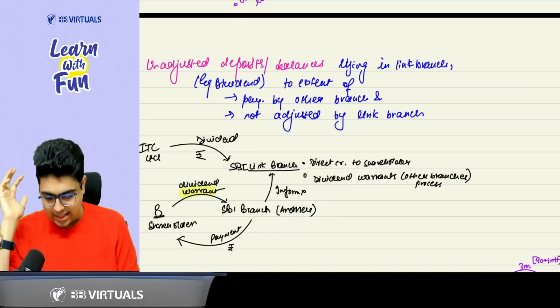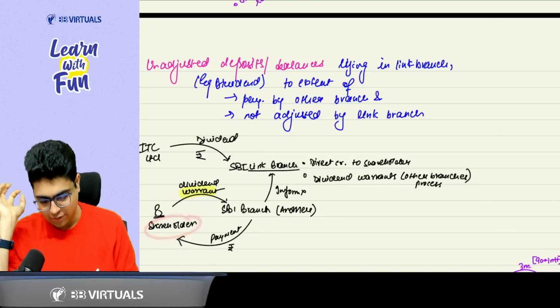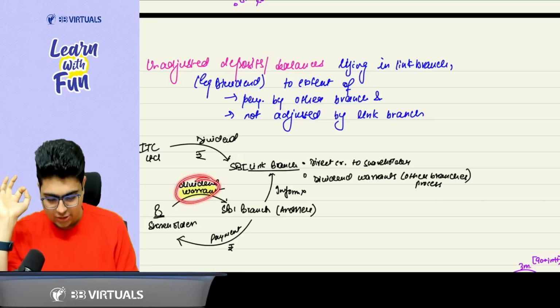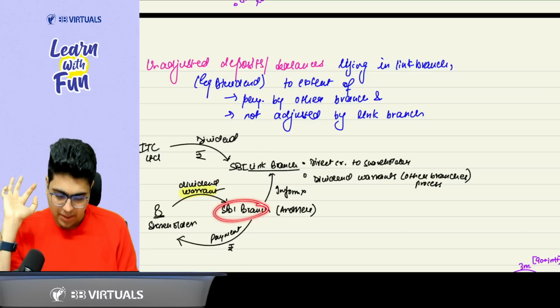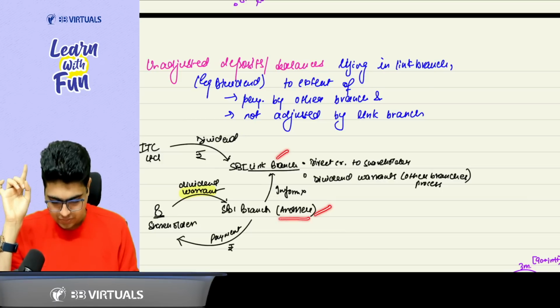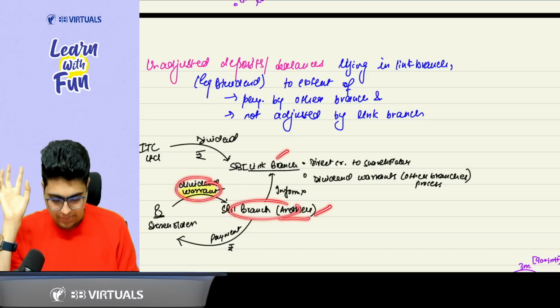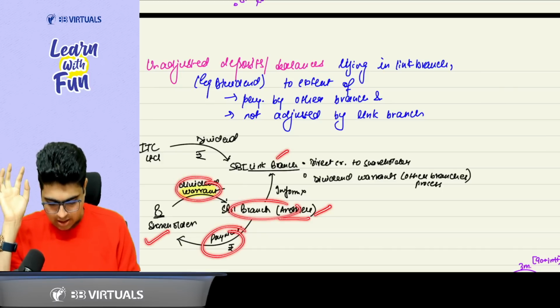Got it, sir. Let's say the shareholder got the dividend warrant, and he submitted the dividend warrant to an SBI branch, but it is a different branch. When he gave the dividend warrant to the other branch, that branch made the payment to the shareholder.